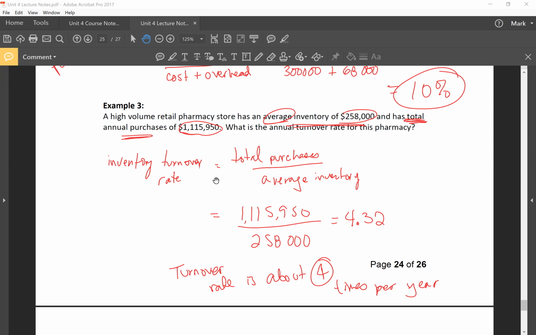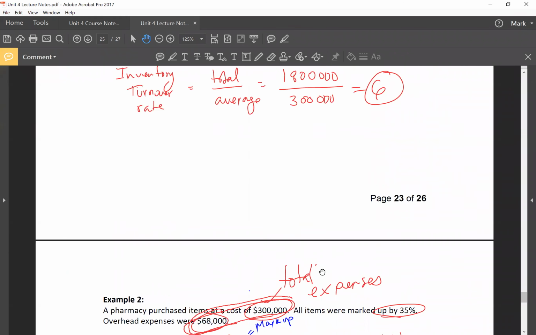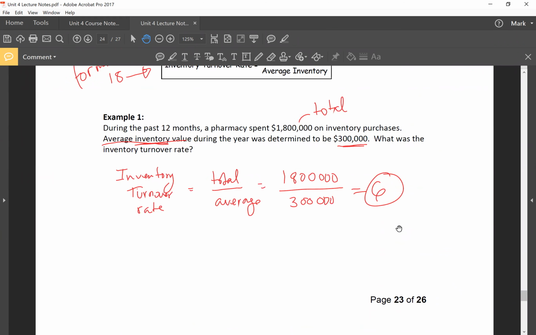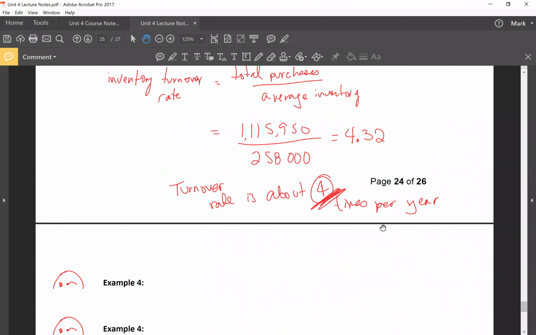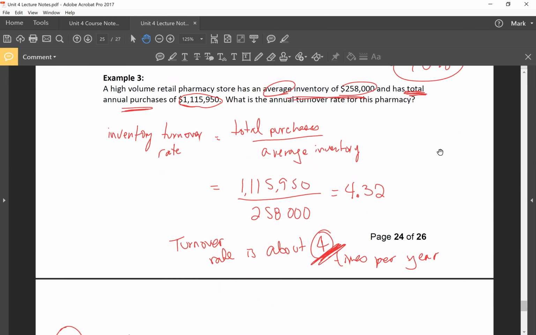1115950 divided by 258000. So you don't need to do anything with this number. It's just 4. You don't need to multiply it by 100. You don't need to do anything with the percentages. Notice when we did the example up here, it was just 6, no multiplying by 100. Just divide and you're done. So for inventory rate, don't multiply it.